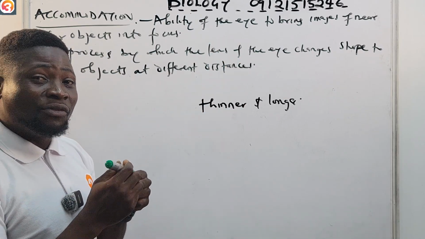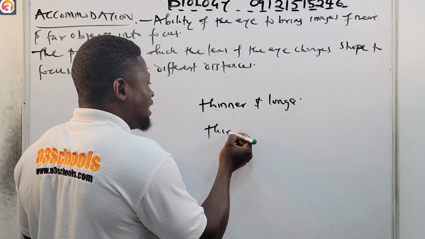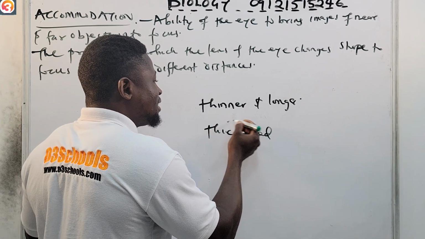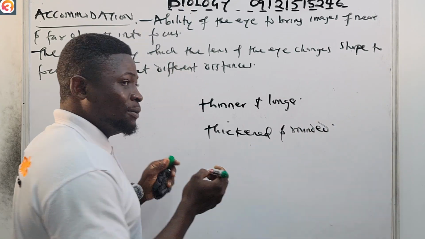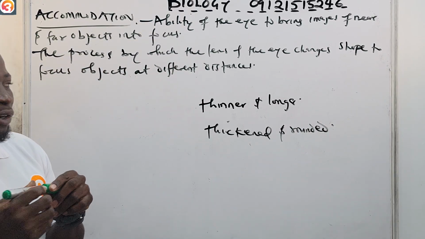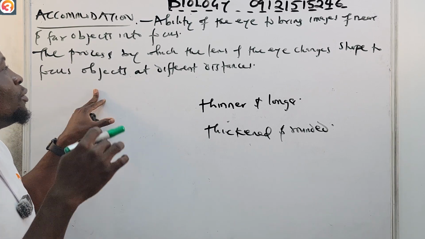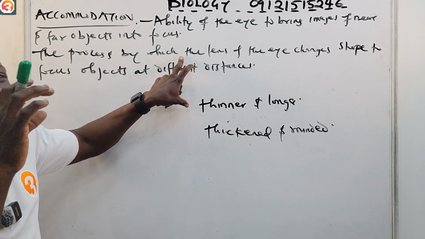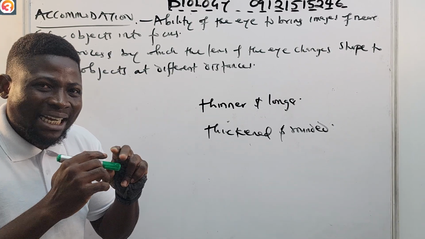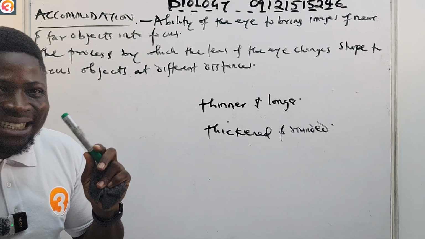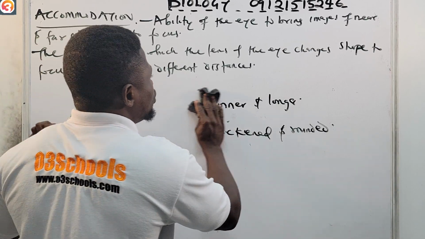But when you are viewing a near object, an object that is close, the lens of the eye will become what? Thickened and rounded when you are viewing an object that's very, very close. So accommodation is the process by which the lens of the eye changes its shape to focus on objects at different distances.